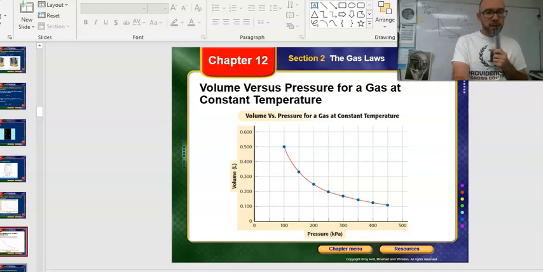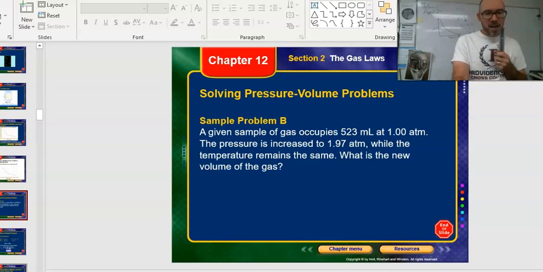Volume versus pressure for a gas at constant temperature. That's what we're assuming with Boyle's law, that the temperature is staying the same. It follows that curve. Okay, sample problem then. We look at it, and as long as we're in milliliters and atmospheres, we're good. Our answer for the new volume is going to have to be in milliliters as well.